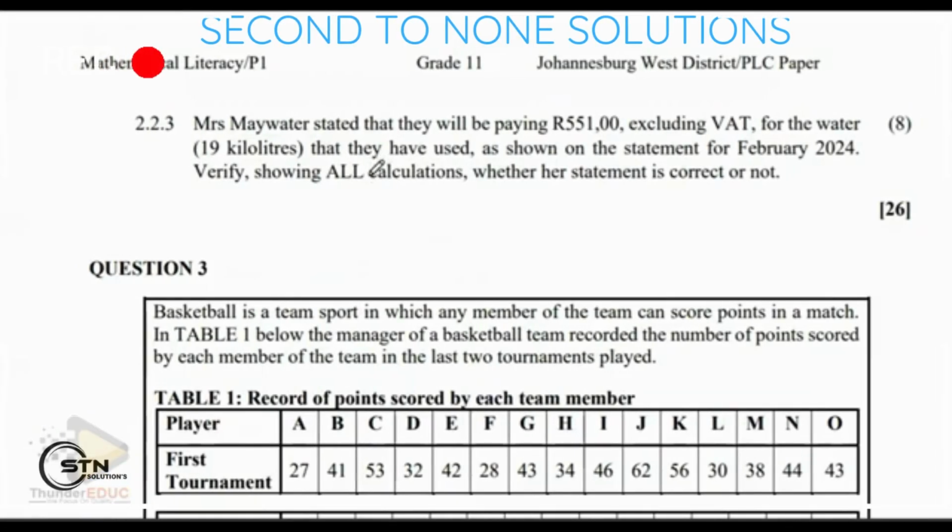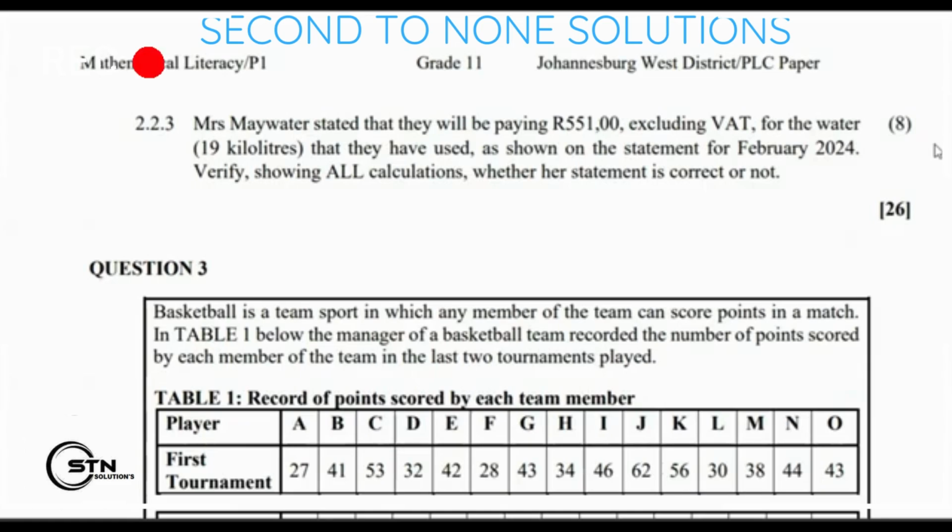21 runs, excluding bed or the water, the 19 kiloliters that they have used as shown on the statement for February 2024. Verify, showing all calculations, whether the statement is correct. Now, when you look at this question, your last answer, you have to let us know. The moment you hear "verify whether the statement was correct," your last answer has to be a conclusion. You have to verify: was it right or wrong? But before we come to that, you need to perform calculations.